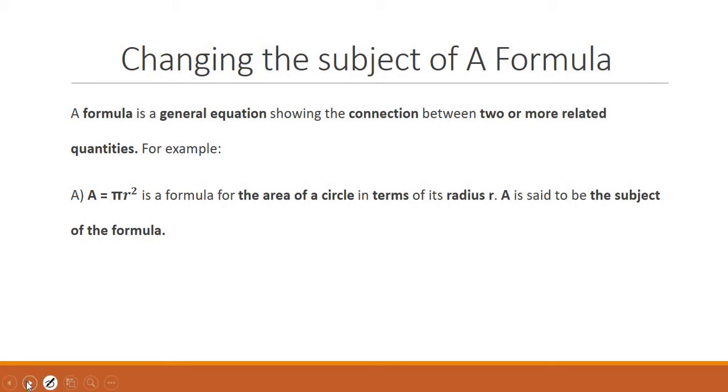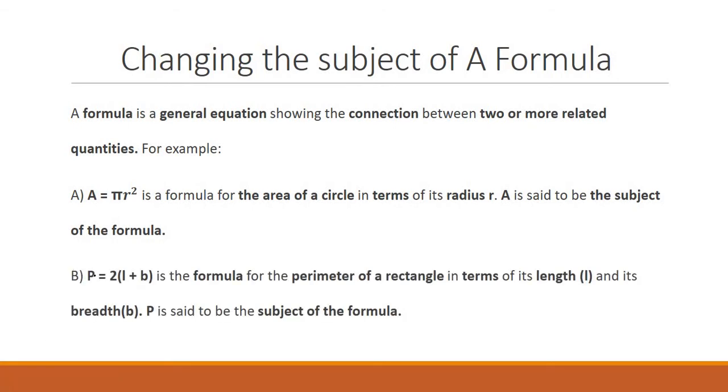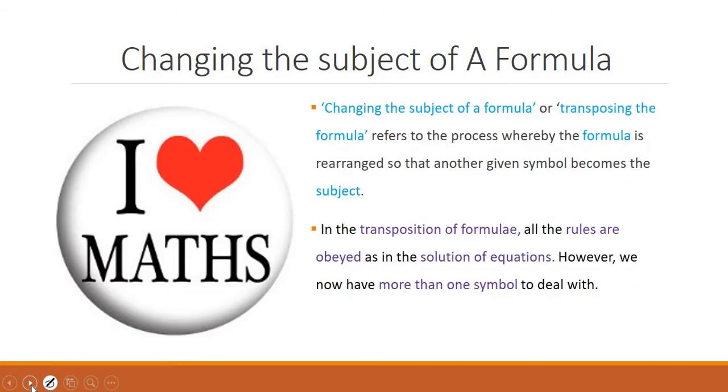All right. Example 2. P is equal to 2 times L plus B is the formula for the perimeter of a rectangle in terms of its length L and its breadth B. P is said to be the subject of the formula, right? So when we have a single letter equaling something, then that single letter is referred to as the subject.